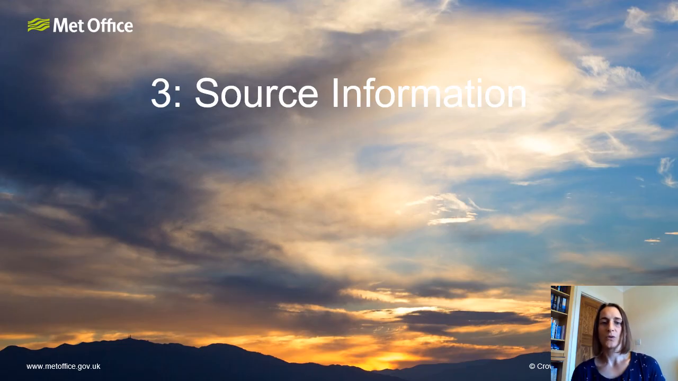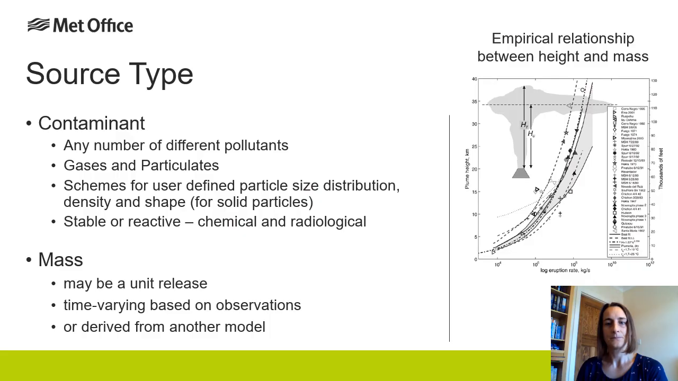So the third source of uncertainty is what I've called source information. And actually this is probably one of the critical sources of uncertainty in a lot of the work that we do with dispersion models, including NAME. So NAME has a lot of functionality when it comes to representing sources, and by sources I mean what is being emitted into the atmosphere, where is it, how much of it is there, how long is it being released for, and that sort of information.